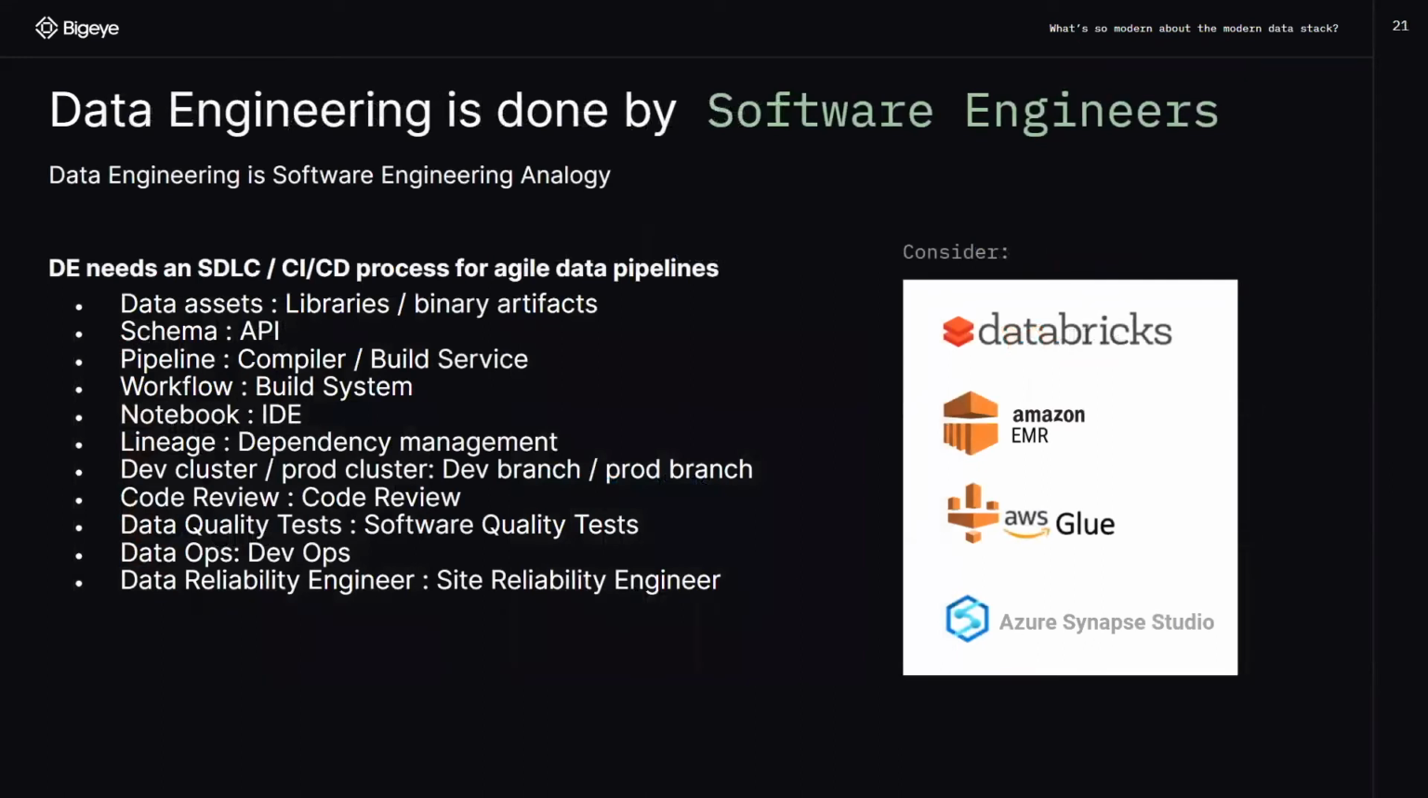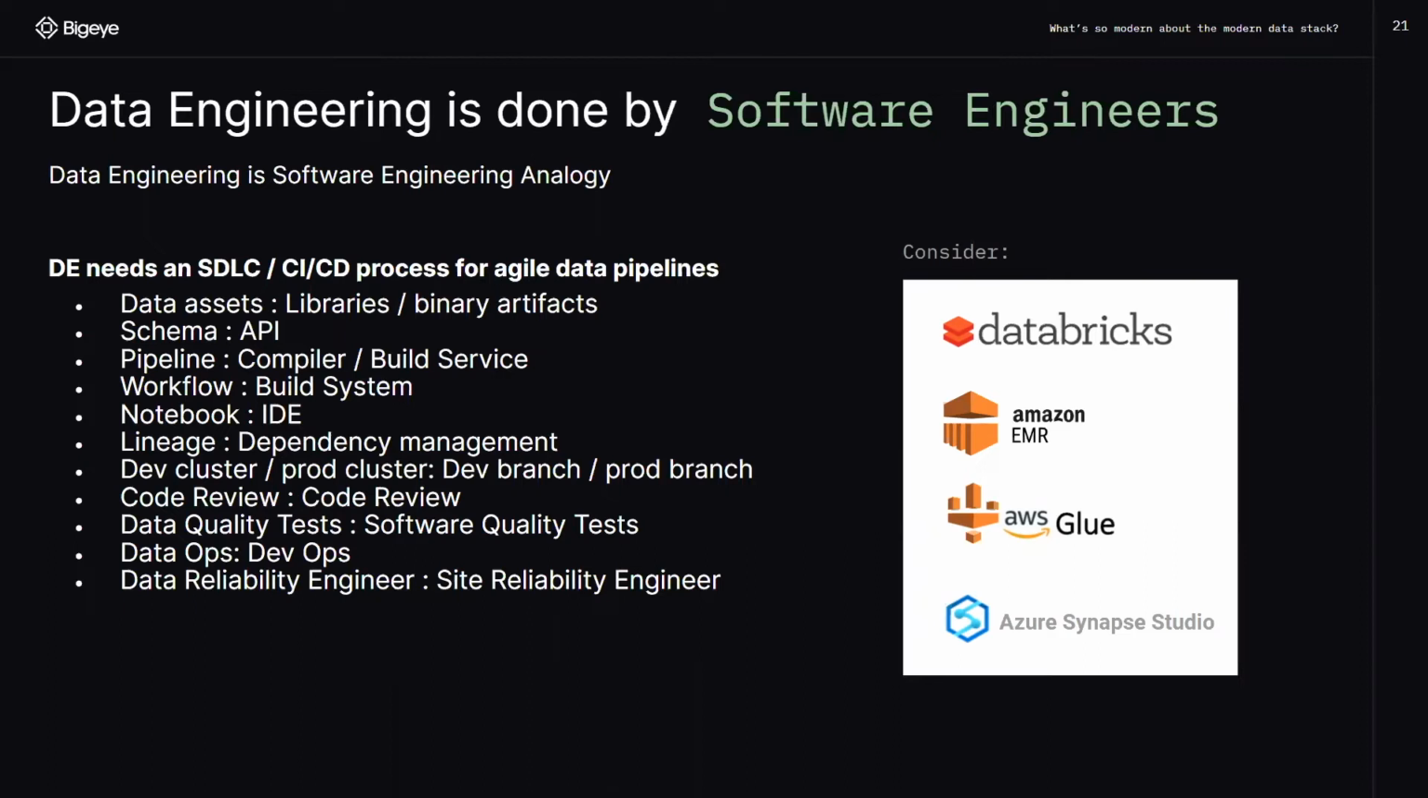Data engineering, when it's done by software engineers, tends to want to follow a software development-like process. They want to have a software development lifecycle. One key piece of DevOps in the software world is a CI/CD process, a continuous integration, continuous deployment process that allows them to be agile with confidence when they're building their software. And if you squint, there's this really great analogy between software artifacts and processes and data engineering artifacts and processes.